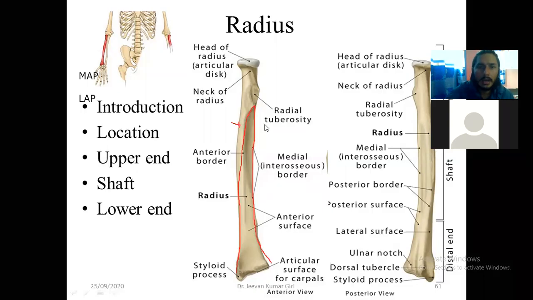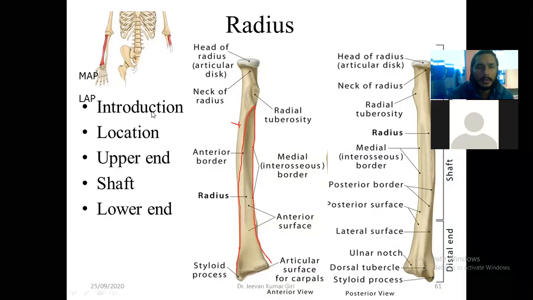So now see here the lateral surface. The lateral surface is in between the anterior border and the posterior border. That is the lateral surface. Now next is the posterior surface. The posterior surface is in between the medial border and the posterior border.